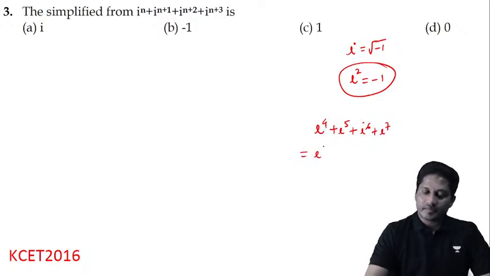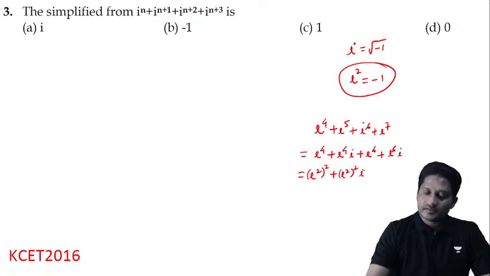I can write this as i power 4 into i power 6 into i. Further, this can be written as (i square) the whole square into (i square) whole cube plus (i square) whole cube into i.